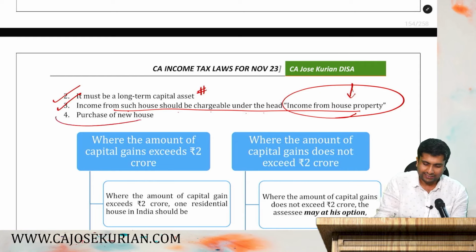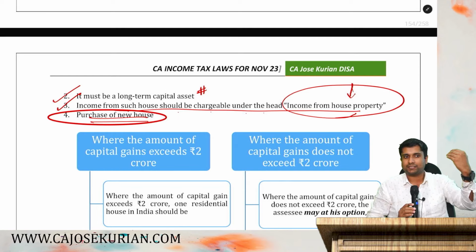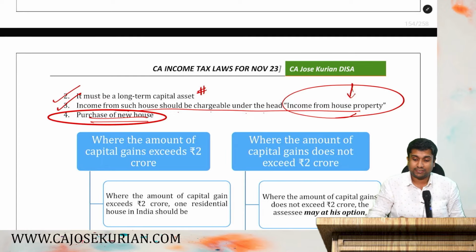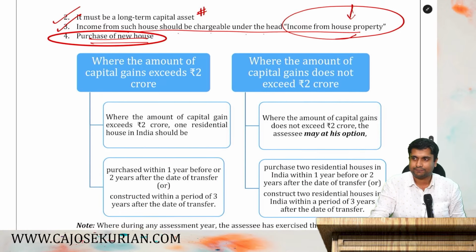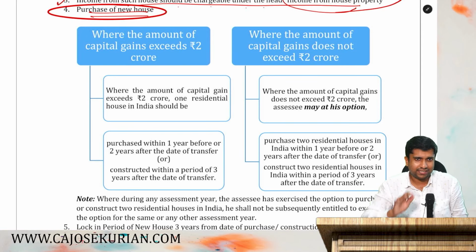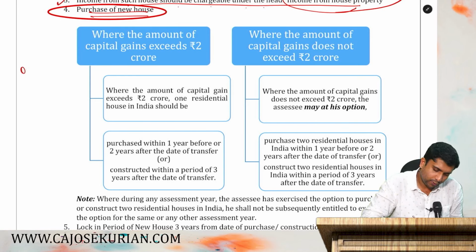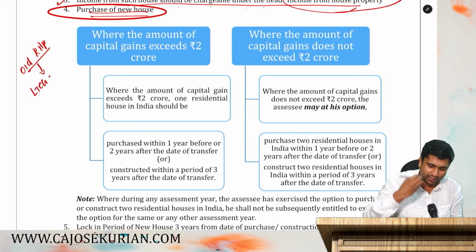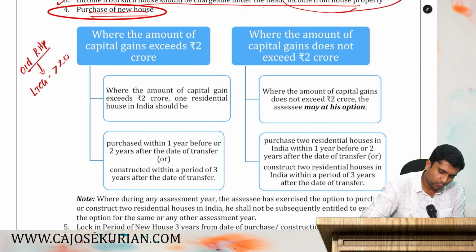Then next is the main condition. Purchase of new house. I've told you I have to purchase a new house for claiming this exemption. Yes or no? How to purchase that? What are the things that I have to consider while purchasing? Listen. There is a long, big flow chart for the purchase. Be very, very attentive. Say, for example, I've sold an old residential house property. Yes or no? If the long-term capital gain on sale of this old residential house property is more than 2 crore.